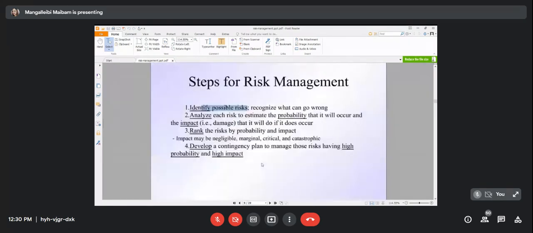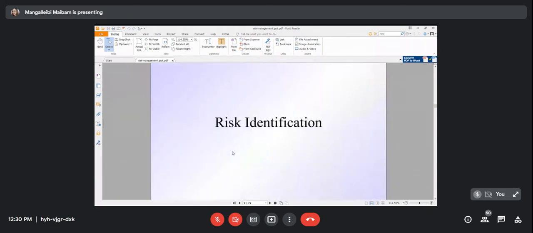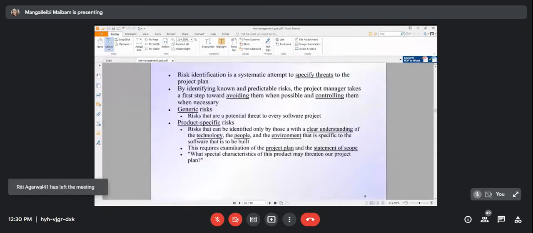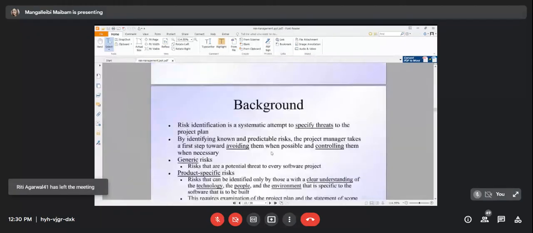And the other steps are explanation of this one. Okay, so this I have already sent the materials. You can just go through for this one. Okay, identification of risk, analyzing, ranking, and finally developing a plan. So a detailed explanation is given down there.